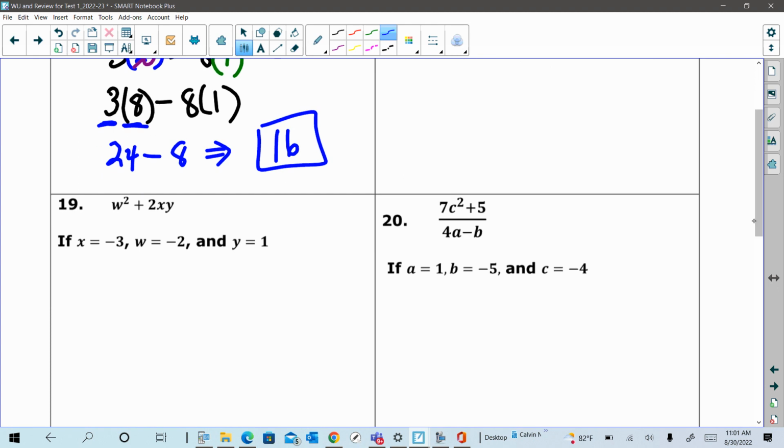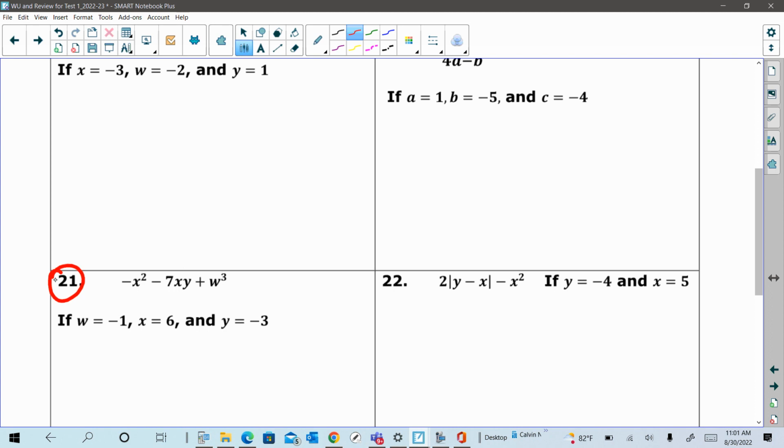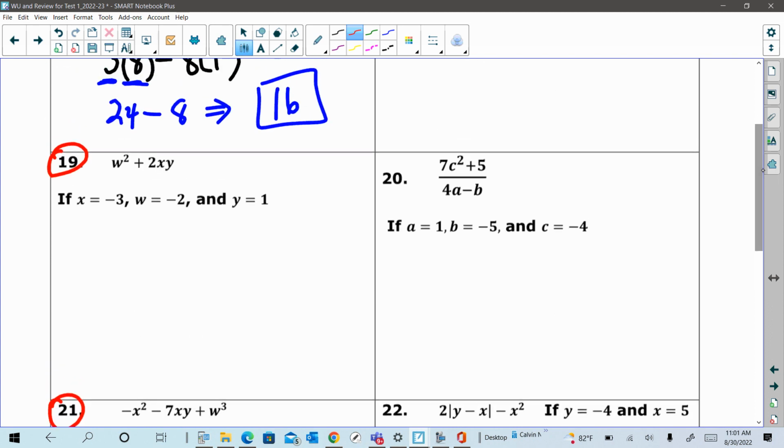So I'm going to circle and star 19 and 21. Circle or star, because these were our most mistyped. And it might be the substituting incorrectly. That's what I think it comes down to.